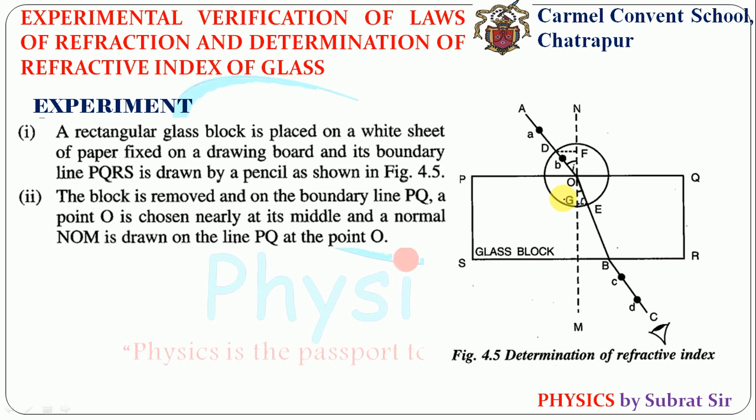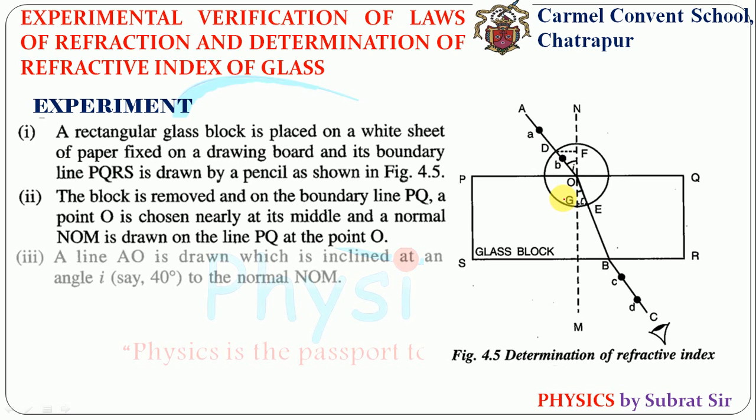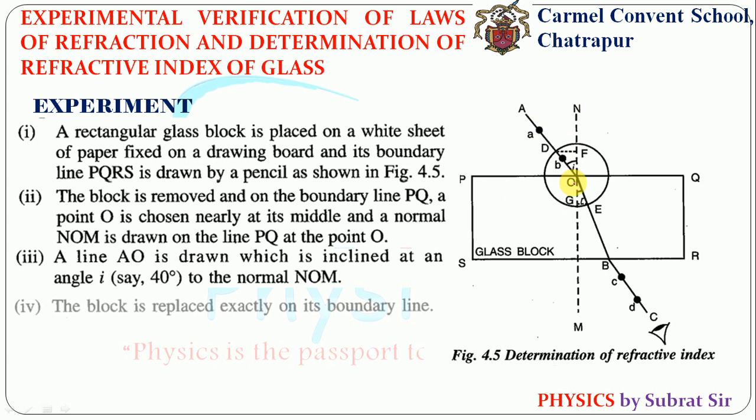On the line PQ we will draw. Then the third step is that a line AO is drawn which is inclined at an angle i. Let us take 40 degrees. So here the line AO is drawn, making an angle of 40 degrees with the normal. Then the block is placed exactly on its boundary. Now you place the block on the outline PQRS.